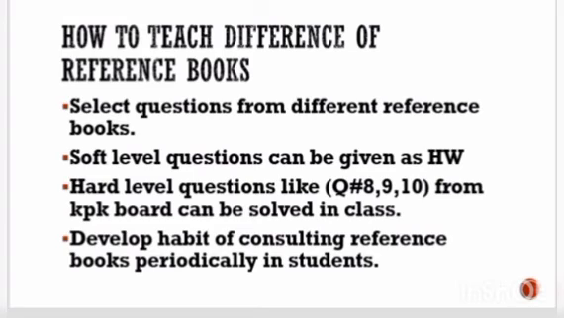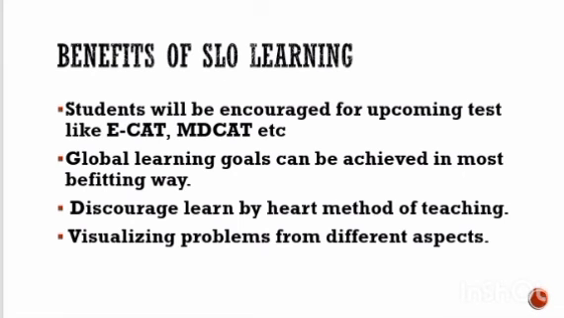Select questions from different reference books. Soft level questions can be given as homework. Hard level questions, like I have told you, question numbers 8, 9, 10 of exercise 9.2 from the KPK board, can be solved in class. Develop the habit of consulting reference books periodically in students, so that students can find questions which are up to their mark. They can discuss with the student rather than teaching the whole book. You can use different questions, you can solve a question.